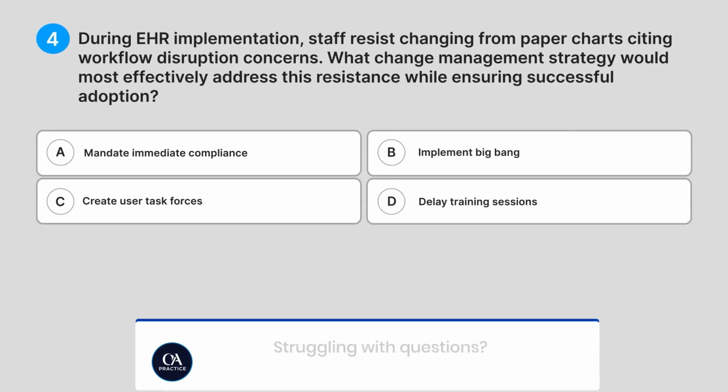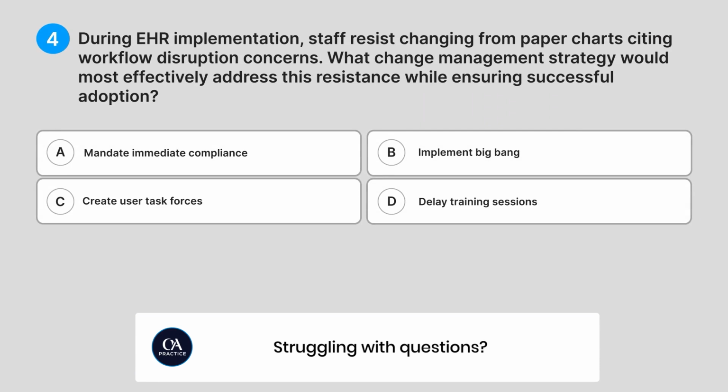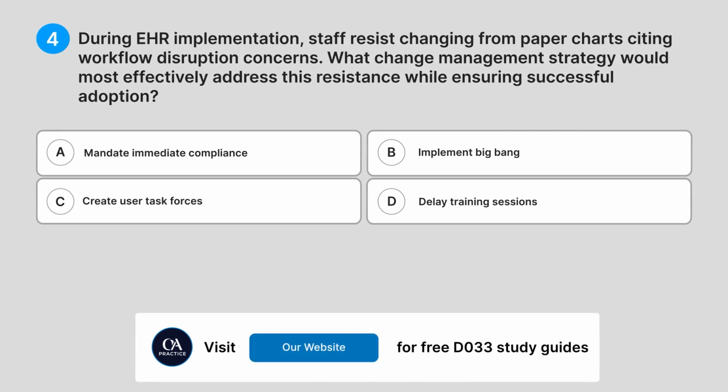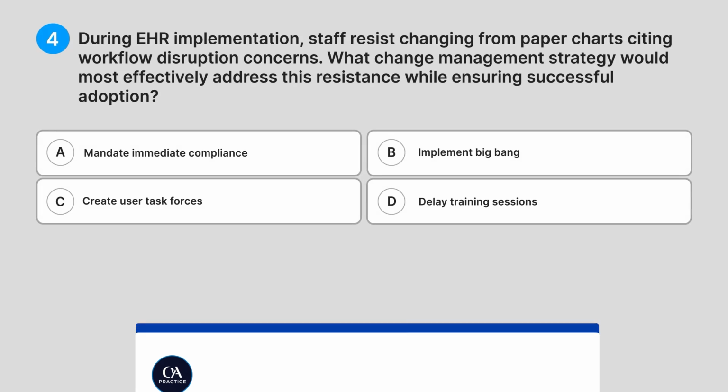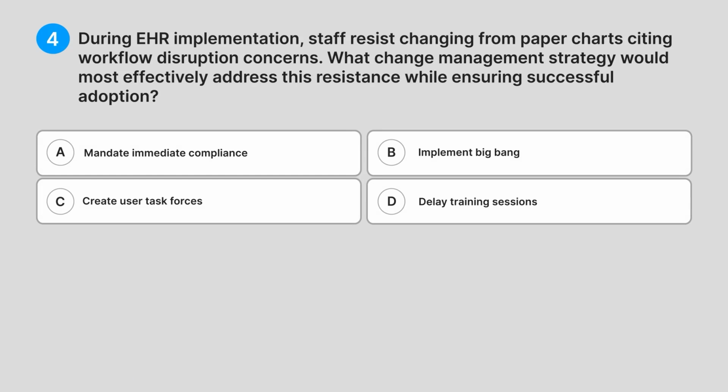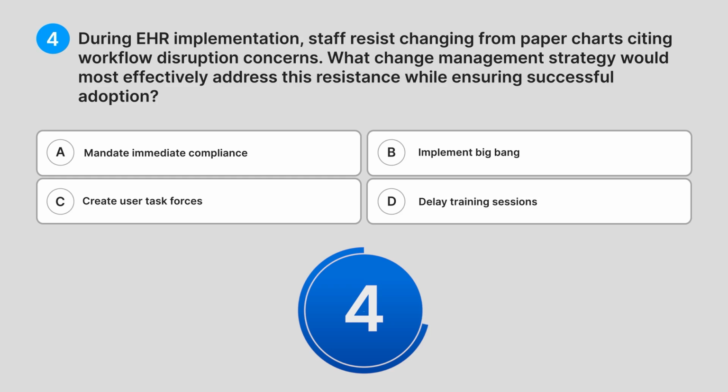4. During EHR implementation, staff resist changing from paper charts, citing workflow disruption concerns. What change management strategy would most effectively address this resistance while ensuring successful adoption? A. Mandate immediate compliance. B. Implement Big Bang. C. Create user task forces. D. Delay training sessions. Do you know the answer?